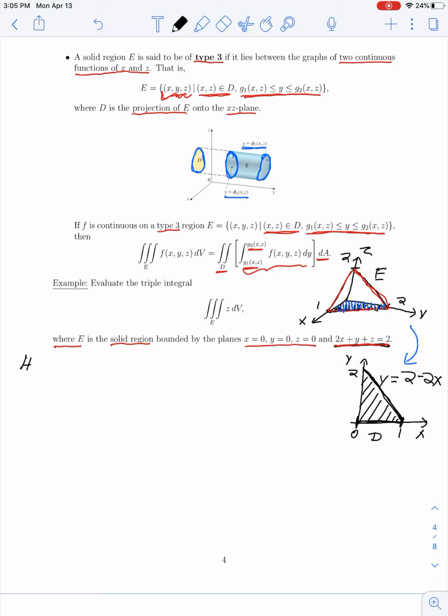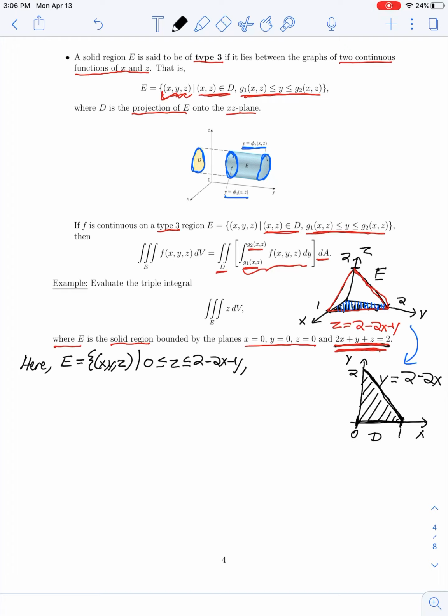So let's start by saying here E could be considered as the set of all points x, y, z, such that our values for z, we said, are bounded below by the xy plane, that is the plane z equals 0, and then it's bounded above by this plane whose equation was 2x plus y plus z equals 2. Or if we solve that equation for z, to think about this as the graph of a function of x and y, we would have 2 minus 2x minus y. So our upper bound for z is that 2 minus 2x minus y.